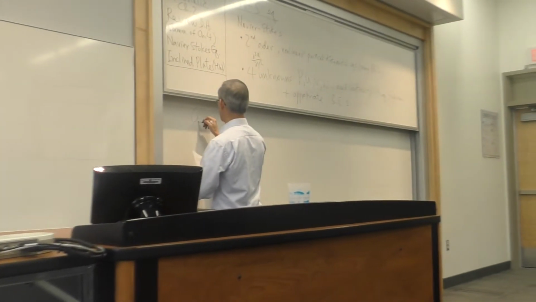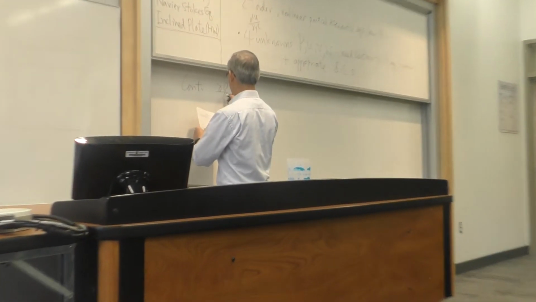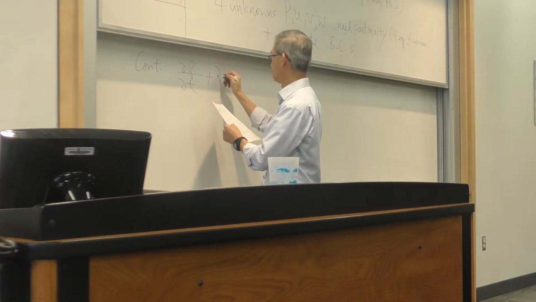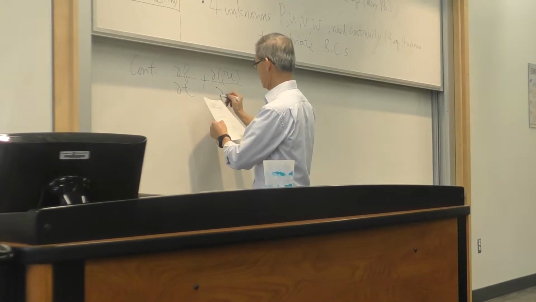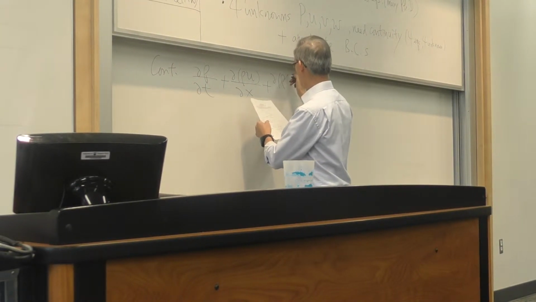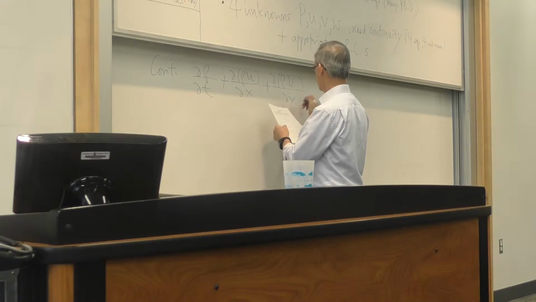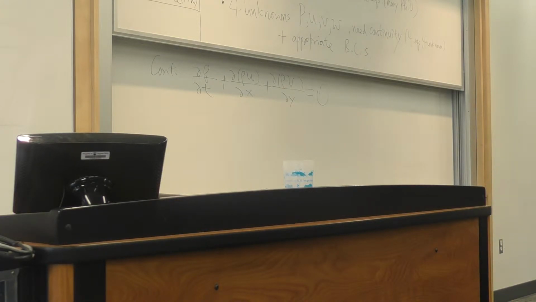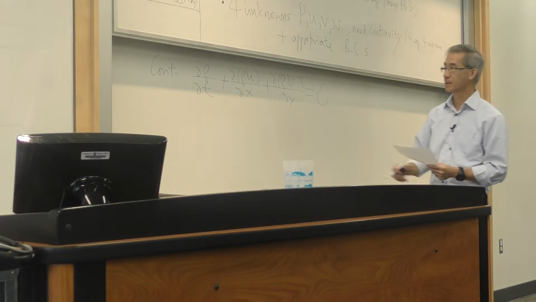Continuity in 2D. This is density, not pressure. Can we simplify this? And be quick, because we're running out of time. What's the first term you could do? Change of something with time. 0. Steady. Very good.